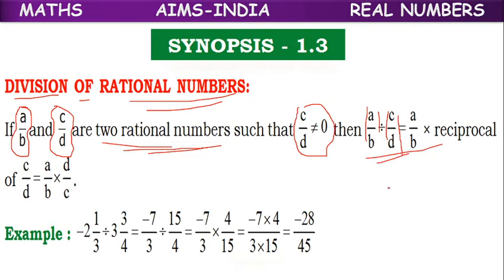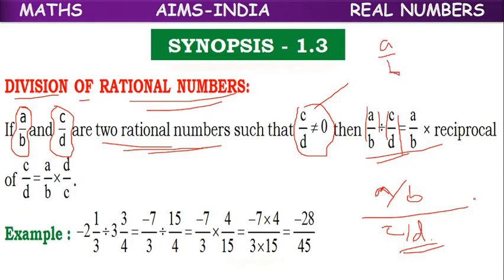So the division of two rational numbers. In the numerator we have a by b, in the denominator we have c by d. Because c by d is in the denominator, they have given c by d is not equal to 0. If we have division like this, this can be written as multiplication.